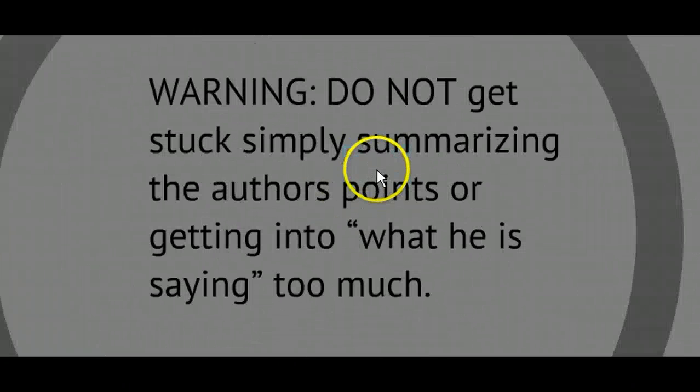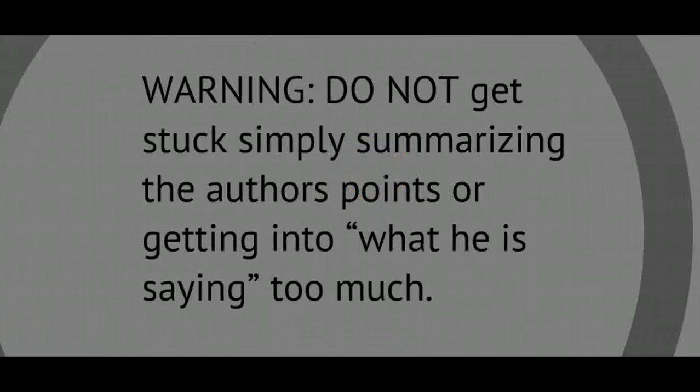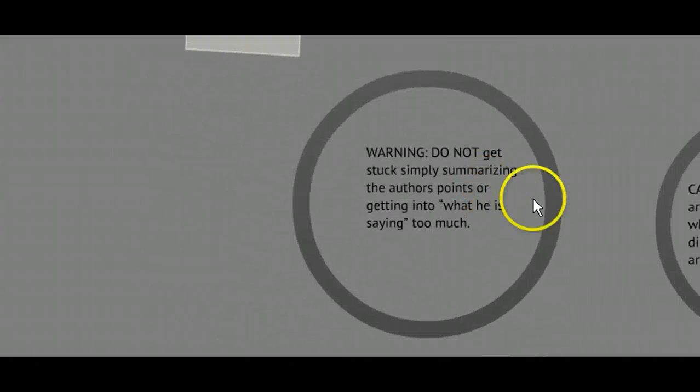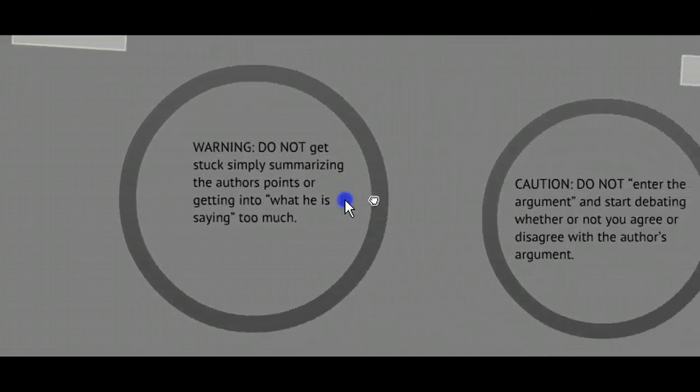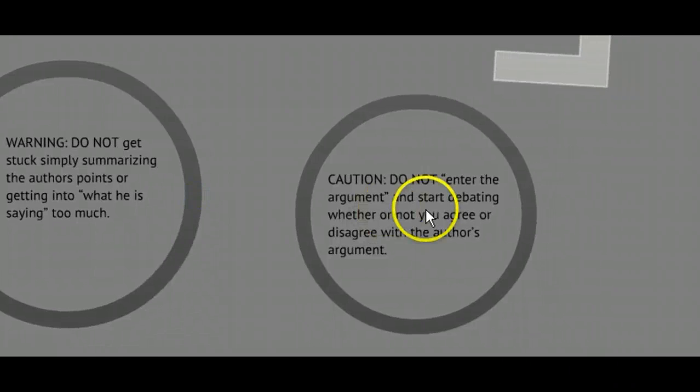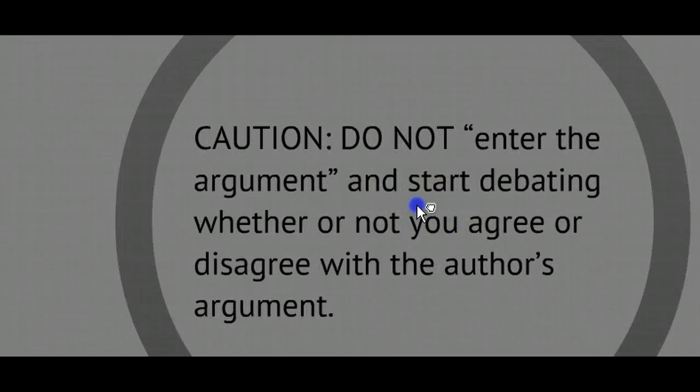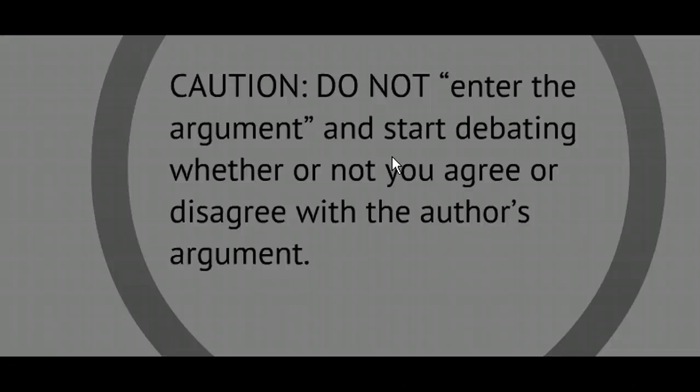A few common errors that some students make when they try to write this essay are these things here. One thing you want to avoid is do not get stuck simply summarizing the author's points or getting into what he is saying too much. When you stick on that and when you summarize, you're missing the point. Okay, and I'll show you an example of that in a little bit, a student sample that did that.